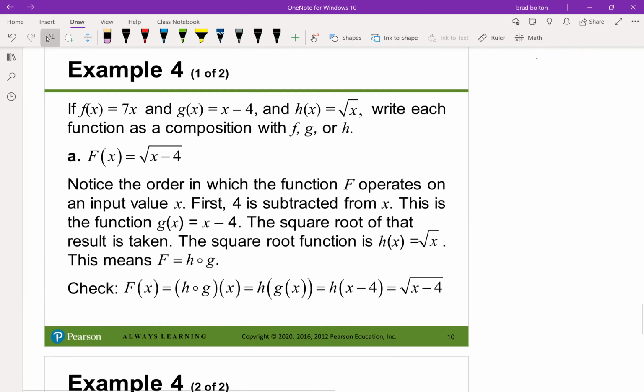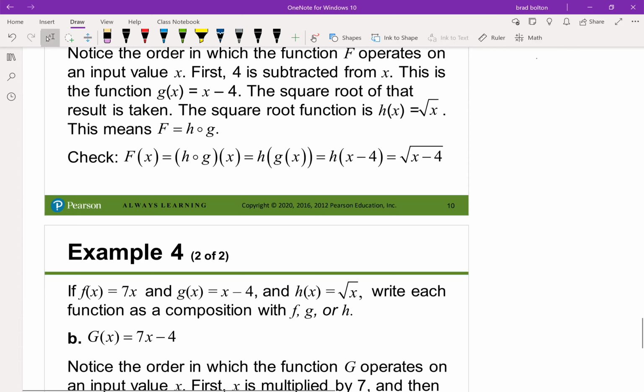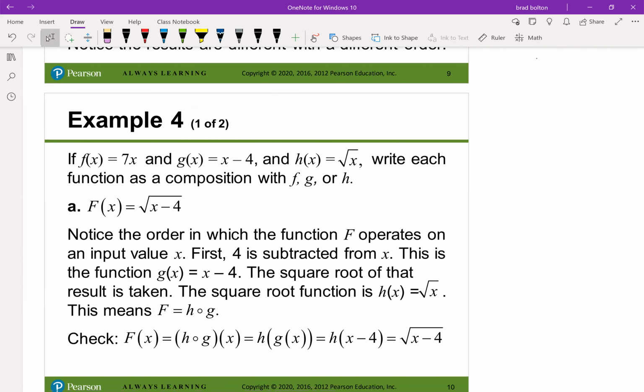Okay, so there's something else. Let me see how much more we got. Oh, it's almost the last two. So there's something else they like you to do, just to get your brain to think backwards a little bit. We like to practice, well, what if I knew the composition? What would be the building blocks for that composition? So let's say I give you the final answer, and then I'd want to know what is f and what is g and in which order. So here they say if f of x is equal to 7x and g of x is equal to x minus 4 and h of x is equal to square root of x, write each function as a composition with f, g, or h.